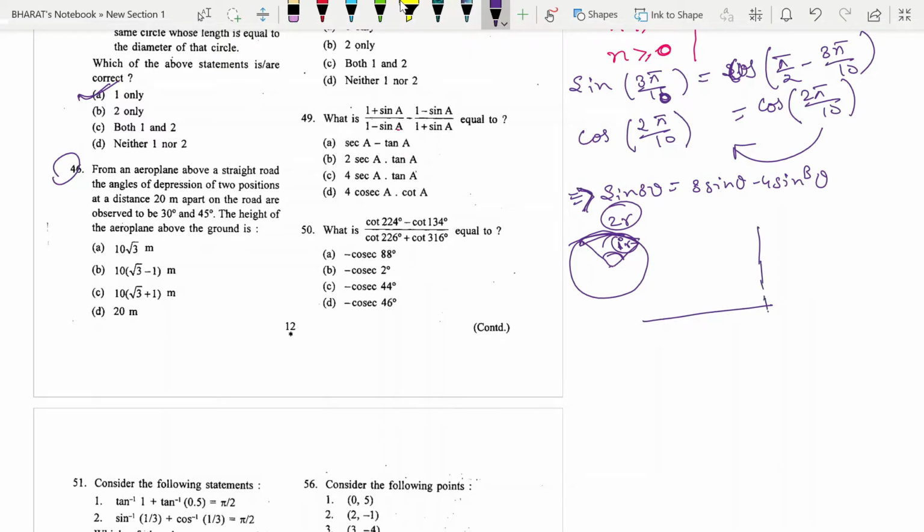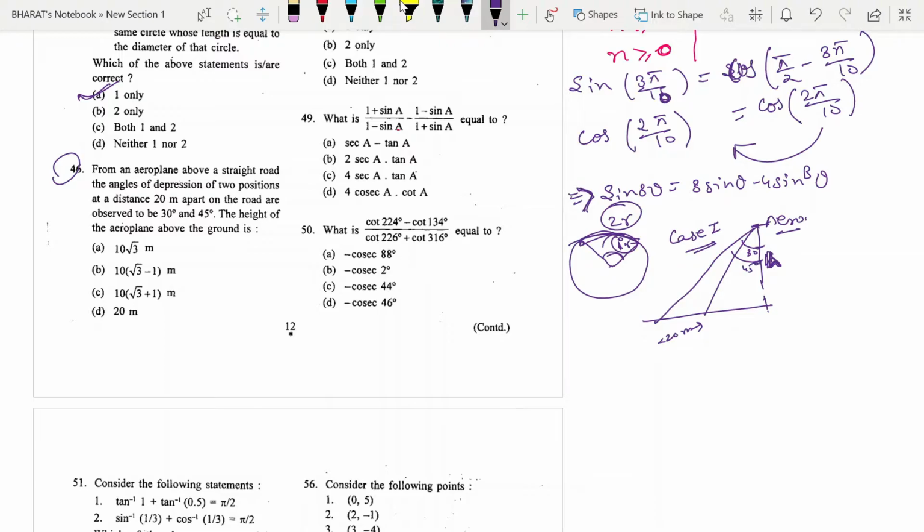There are two cases. The aeroplane might be there, and these two positions might be like this, 20 meter apart, and this can be 30 degree, and this can be 45 degree, obviously the greater angle. So we are supposed to find the height h. Let's solve this, and if the answer doesn't come from this case, we have another case also.